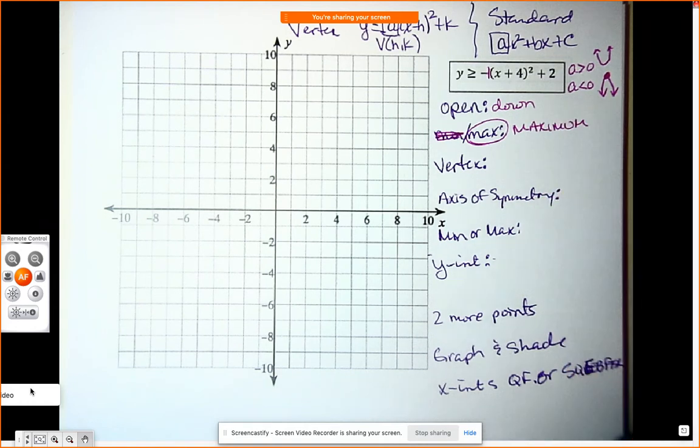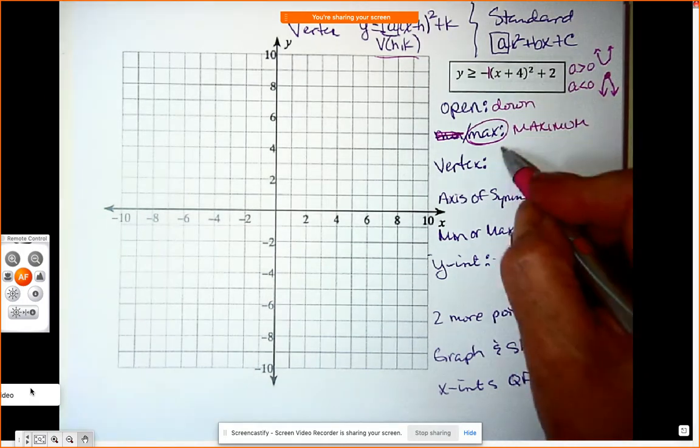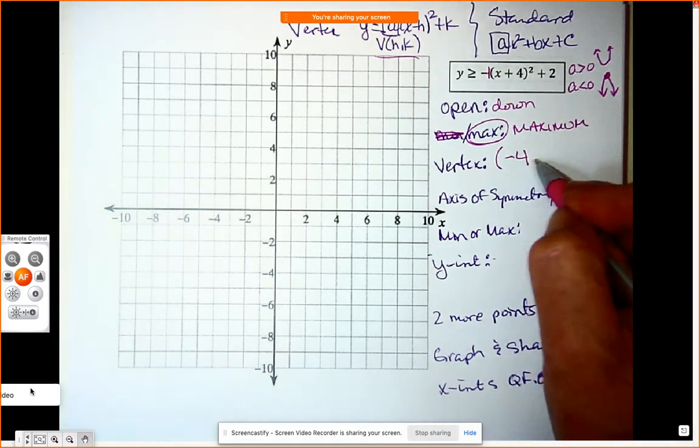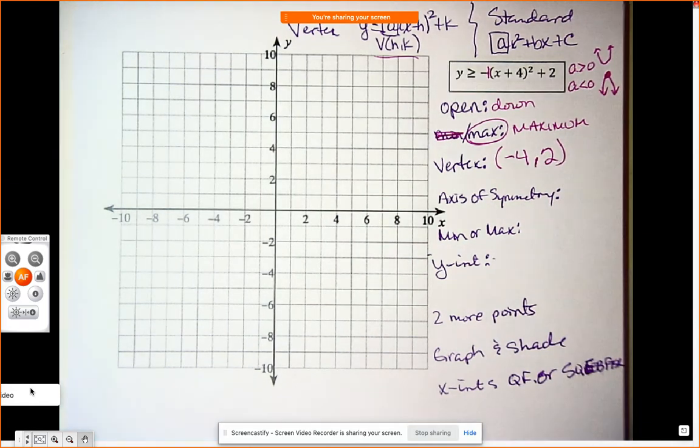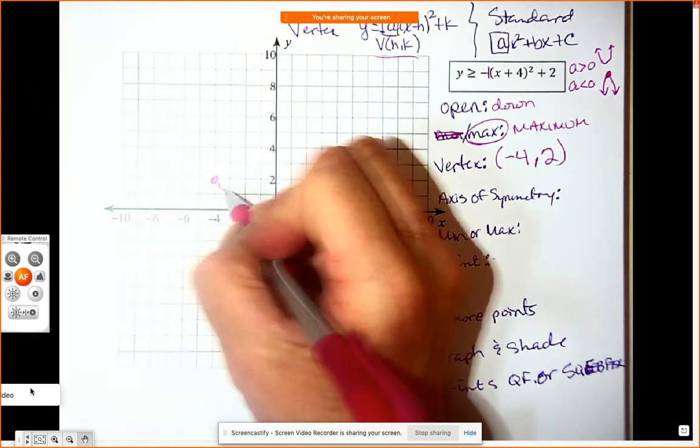Okay, let's go for the vertex. This is in vertex form. All we have to do is take the opposite of what's in here. So (-4, 2). So I'm going to graph (-4, 2). There we go. I'll label it vertex.